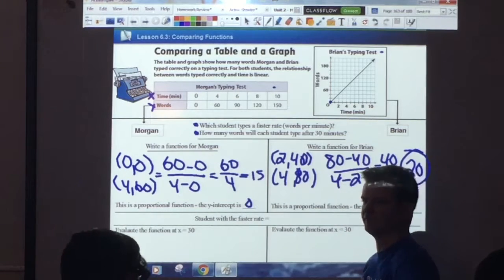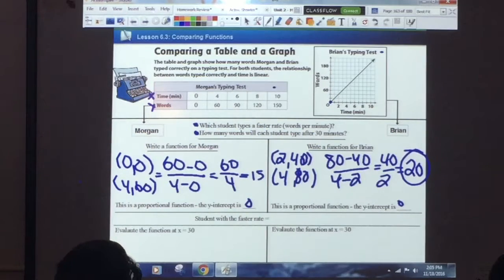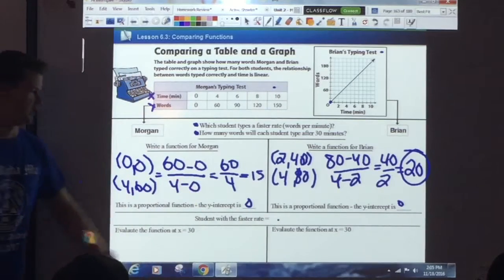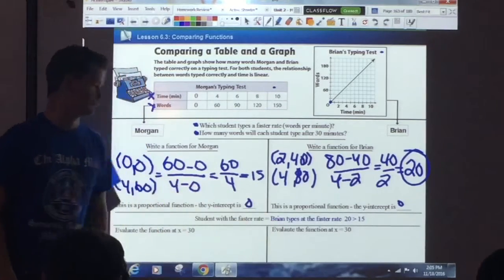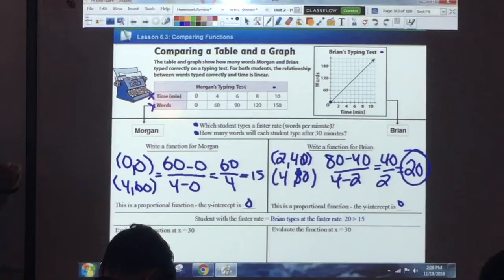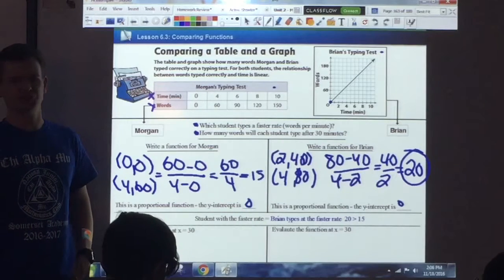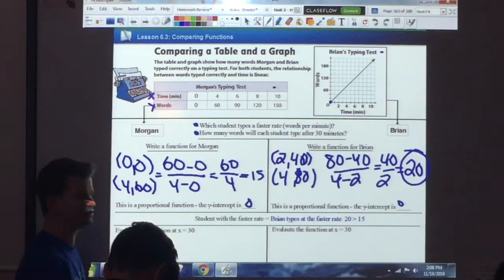Who types at a faster rate? Brian types at a faster rate because 20 is greater than 15. It's not Ryan, it's Brian. My mom said she spelled my name. Brian? Thank you, Brian.